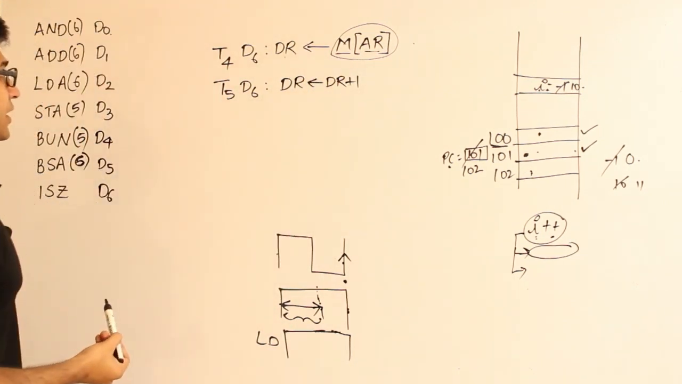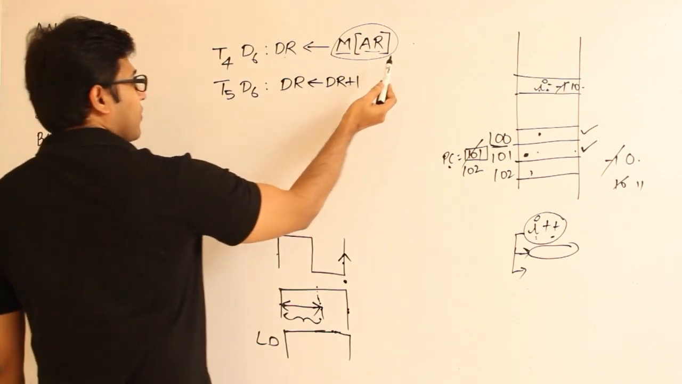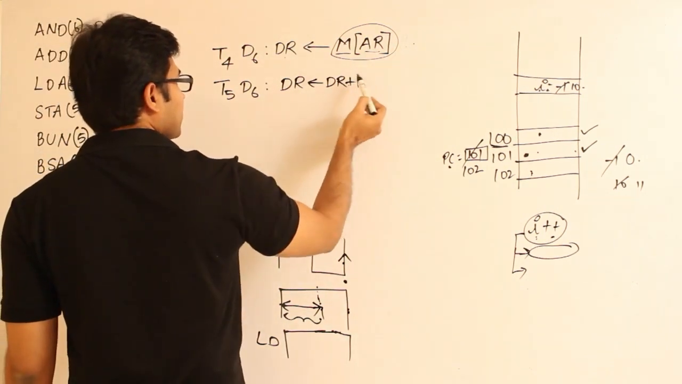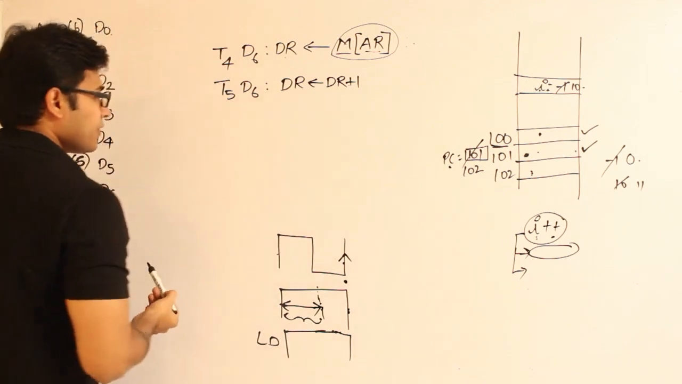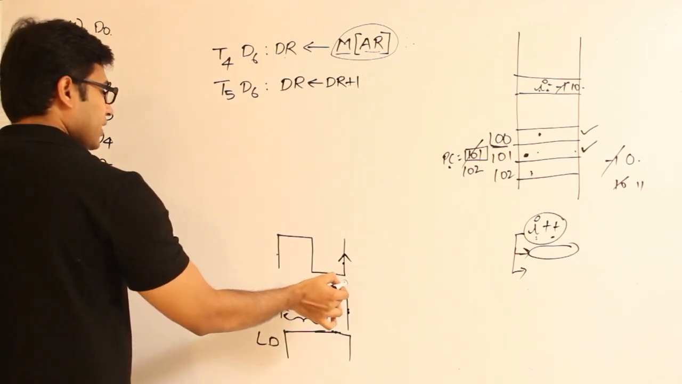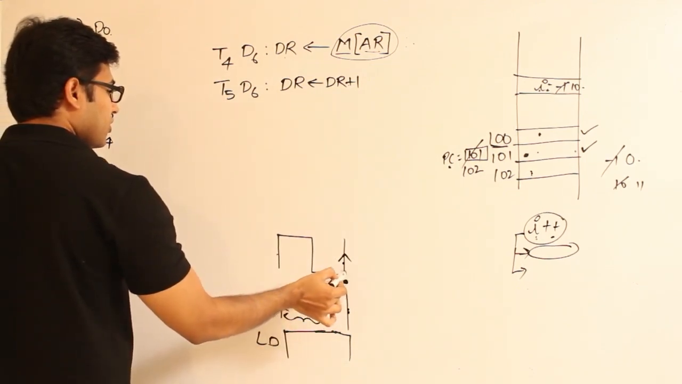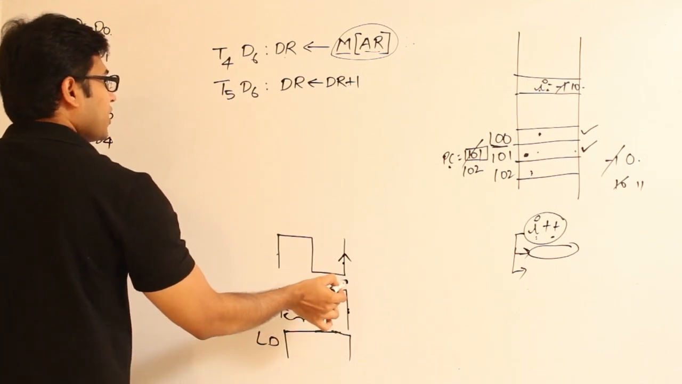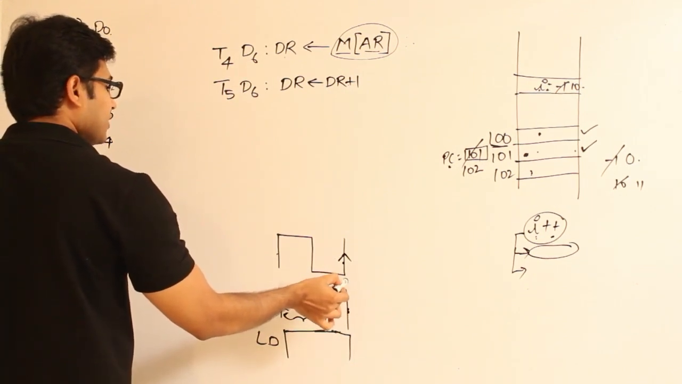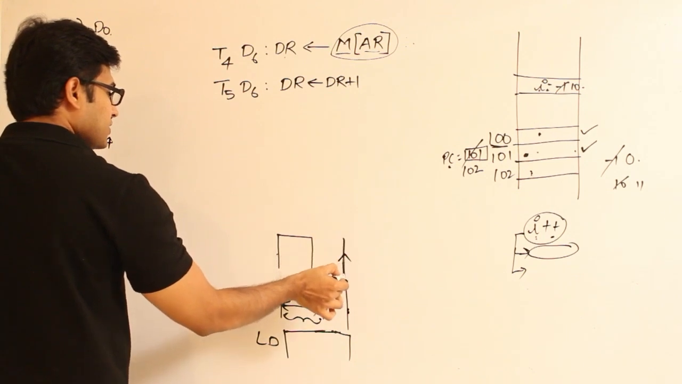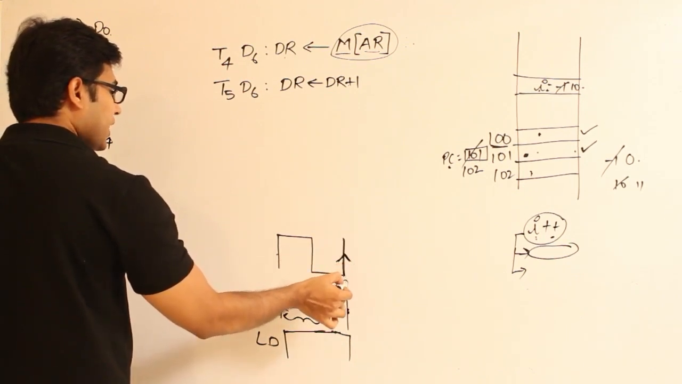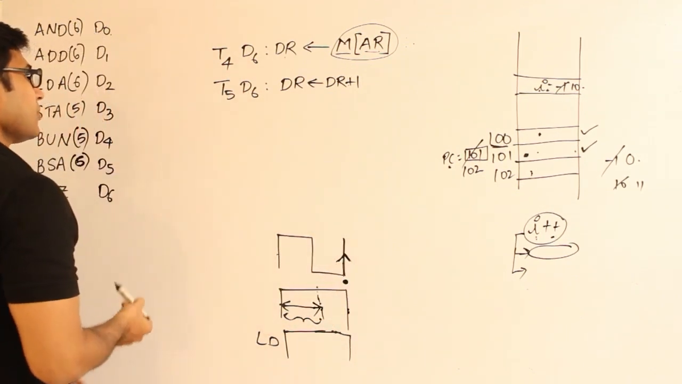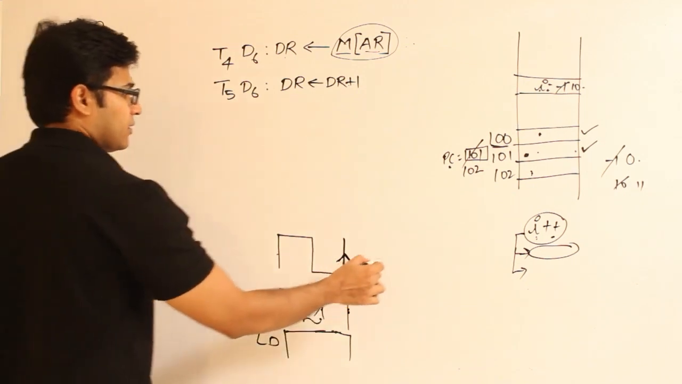Now you might think, why can't we put this instruction here, perform it here? The reason is simple. The data in DR will be available only at the end of the clock, and if you try to increment it simultaneously, then at this particular instance of time, both the operations will try to happen, isn't it?